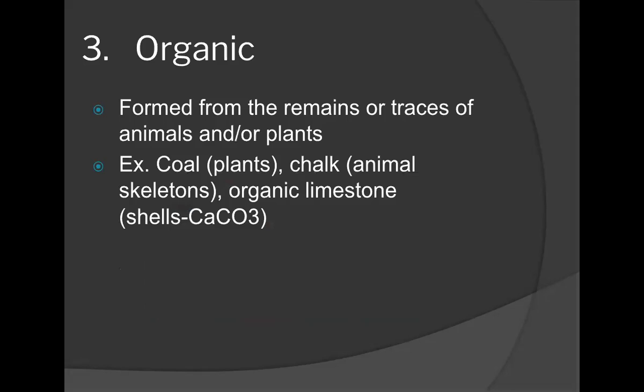And then the last one is organic. Organic is formed from the remains or traces of animals and or plants. For example, coal. Where I'm from, coal is a big thing up north. Chalk and organic limestone.